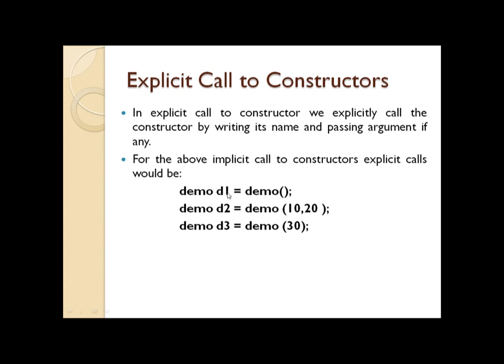So here you can see demo d1 is equal to, with the assignment operator, demo. So this is the constructor, and it will construct the object d1 for the default constructor. Demo 10 20 will construct the object d2 for the constructor with two parameters, and this is the third explicit call, which will initialize the object d3 with the help of the third constructor.